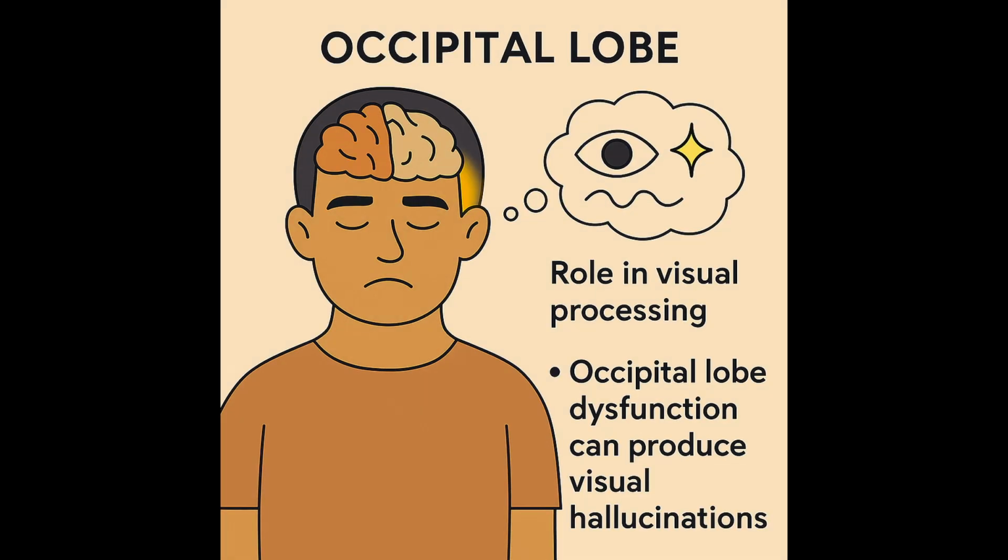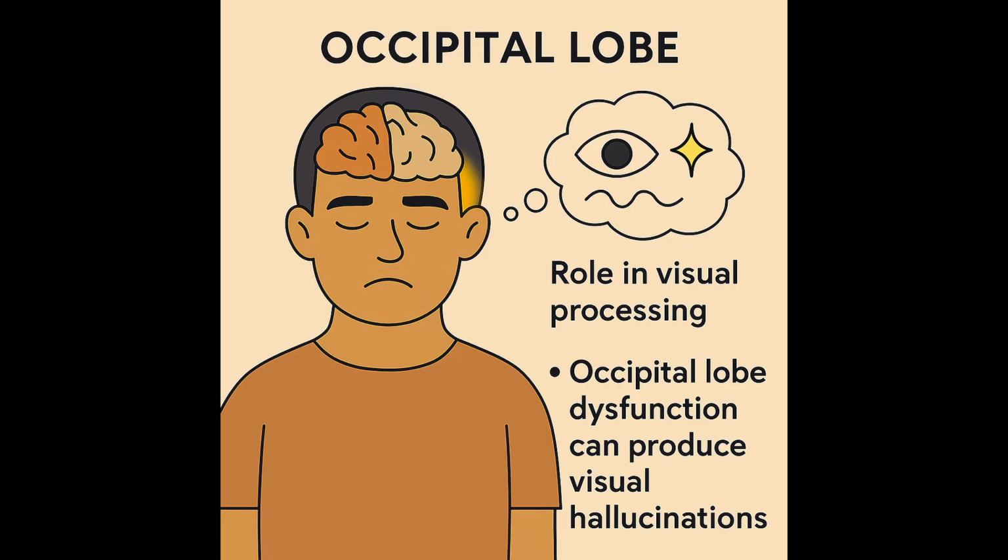Step 4: Occipital lobe, visual hallucinations in schizophrenia. The occipital lobe, located at the back of the brain, is responsible for processing everything we see: shapes, colors, faces, movement, and light. In schizophrenia, abnormal activity in this region can lead to visual hallucinations, where a person sees things that aren't really there, such as lights, shadows, figures, or strange patterns.